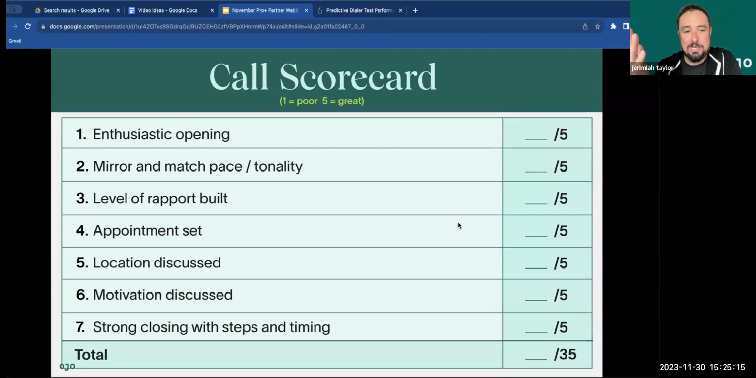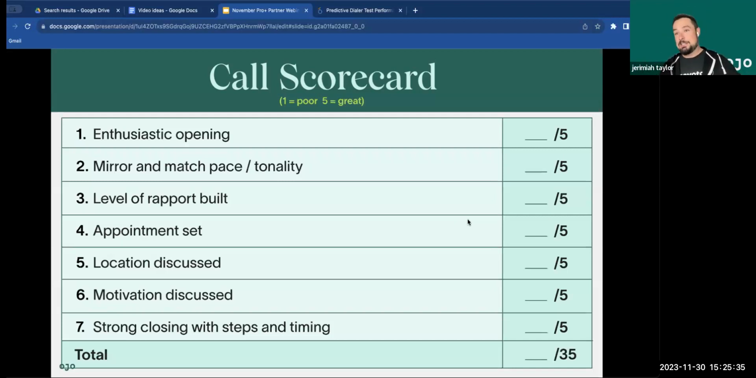Did you set an appointment? Did you talk about the location in the area? Did you learn about their motivation? And was there a strong closing with next steps and concrete timing? Top score is 35. This is how we're grading the calls. We would encourage you to use this same scorecard to review your game film, to grade your own calls.